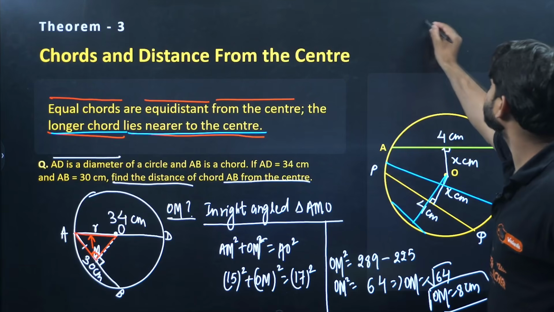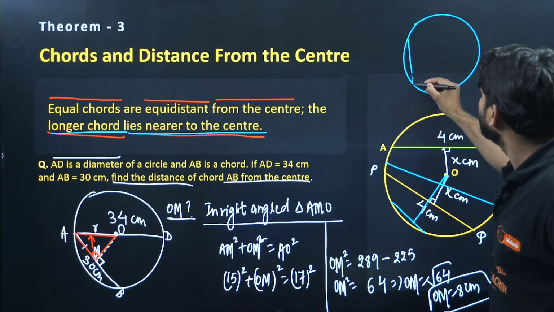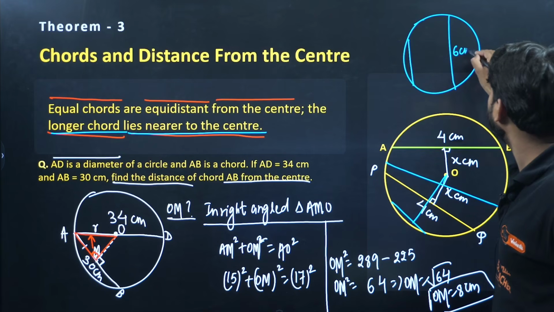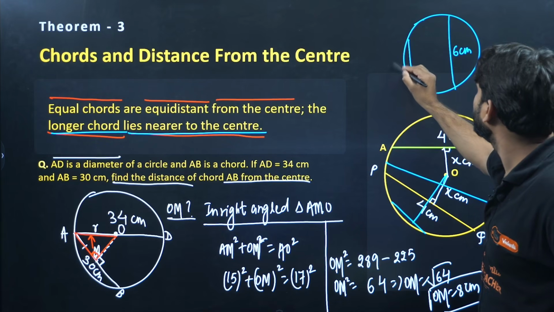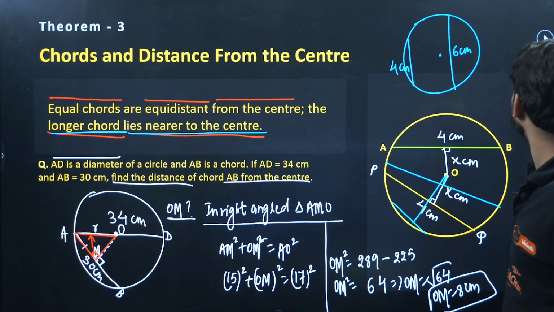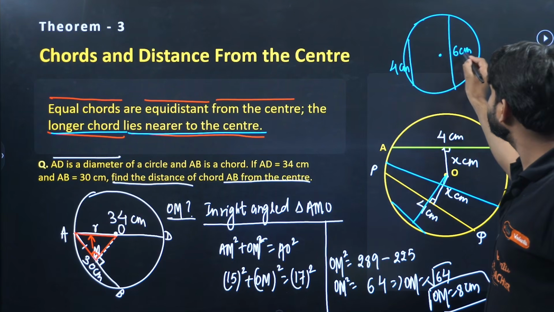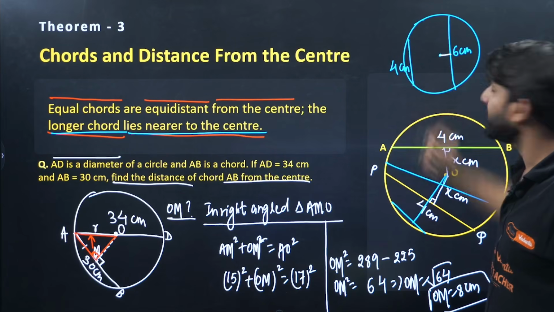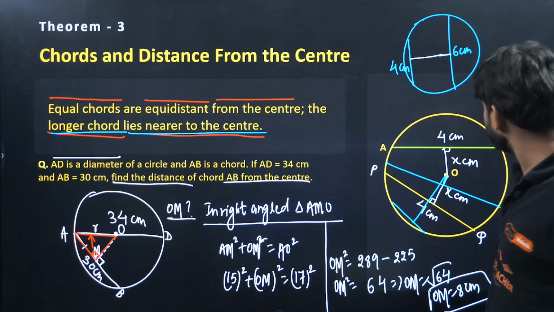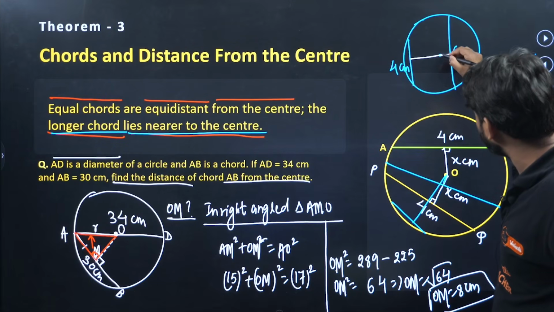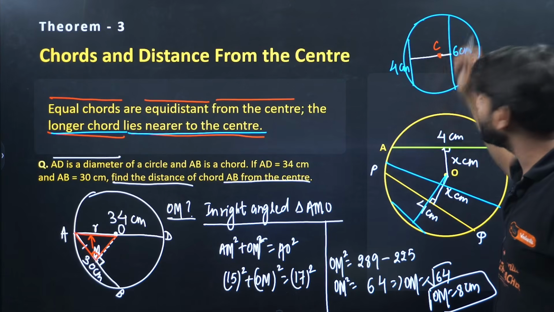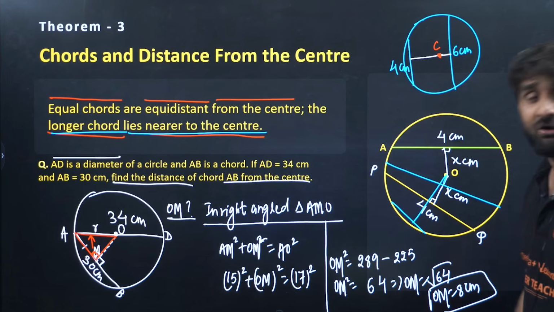For example, I have the circle and these are two chords. This chord is of 6 centimeter and this chord is of 4 centimeter, and the center is here. Now can you observe, this 6 centimeter chord is very close to center, and this 4 centimeter chord is away from the center. So this is the theorem. The longer chord is close to the center and the smaller chord is away from the center.